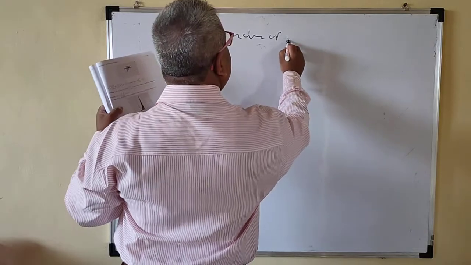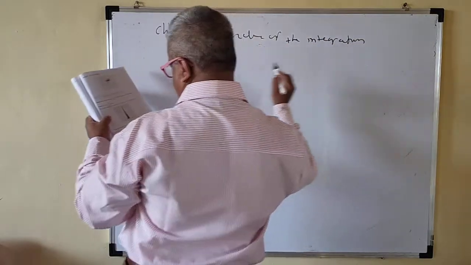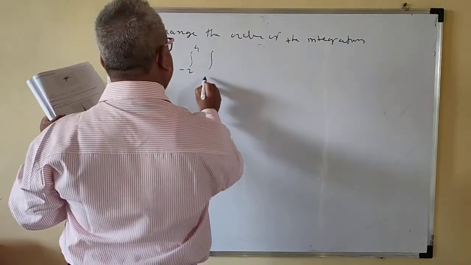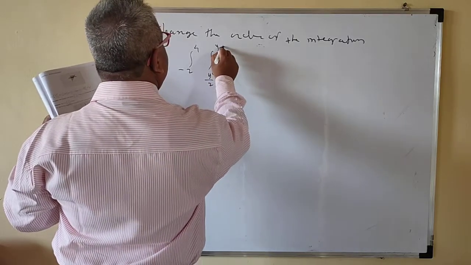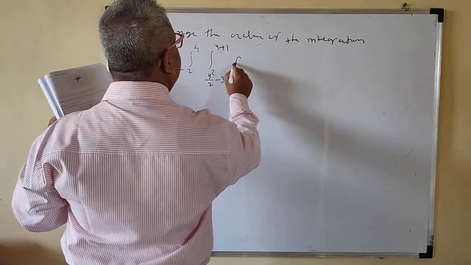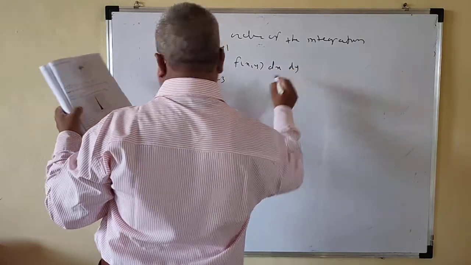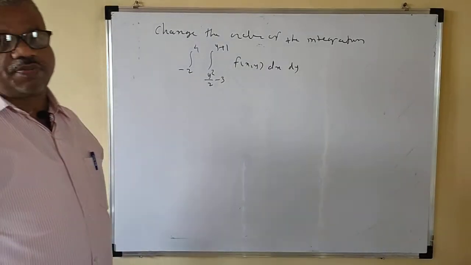Change the order of the integration. The integral is from minus 2 to 4, and x from y square by 2 minus 3 to y plus 1, of f of x y dx dy.